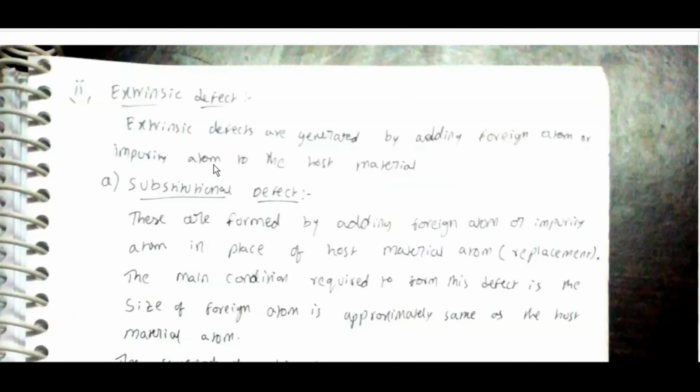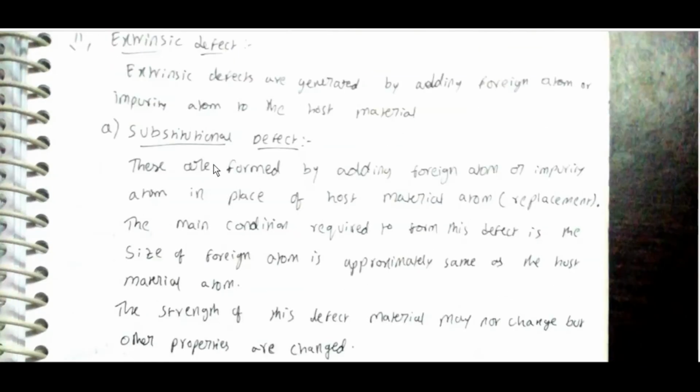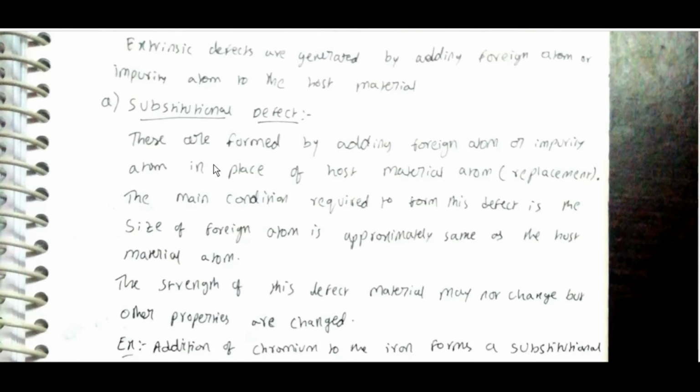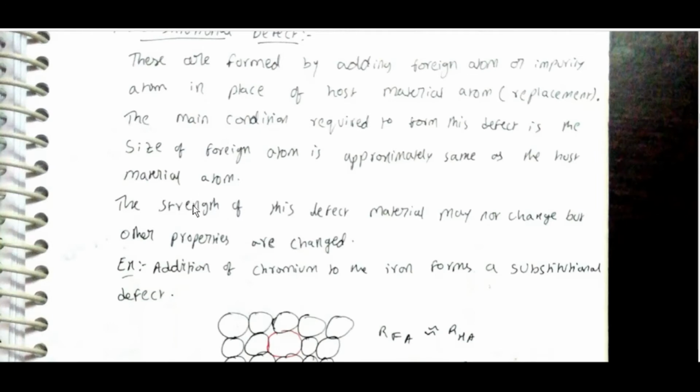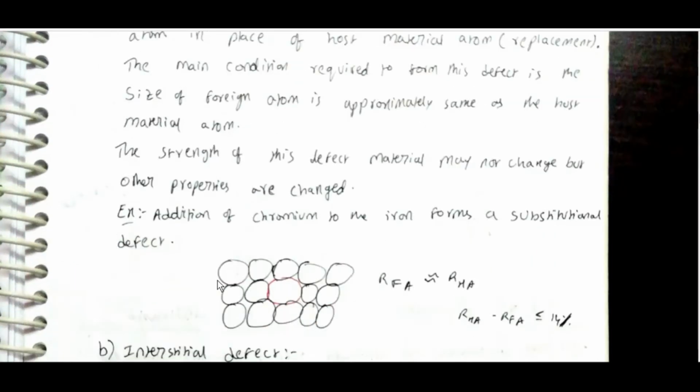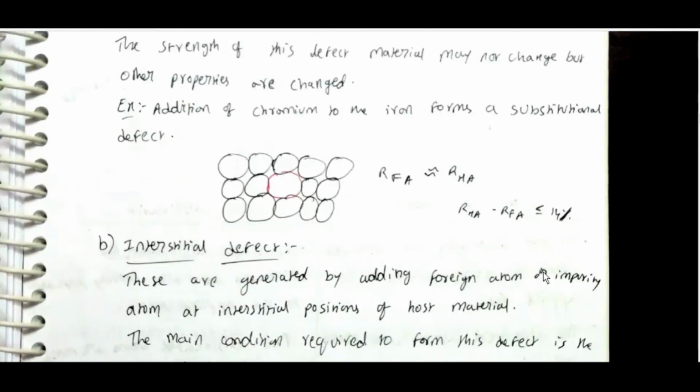Extrinsic defect. Extrinsic defects are generated by adding a foreign atom or impurity to the host material. Substitutional defect. These are formed by adding a foreign atom or impurity atom in place of a host material atom, a replacement. The main condition required to form this defect is that the size of the foreign atom is approximately the same as the host material atom. The strength of this defect may not change, but other properties are changed. Example: addition of chromium to iron forms a substitutional defect. R foreign atom is almost equal to R host atom. Here (R host atom minus R foreign atom) is less than or equal to 14%.